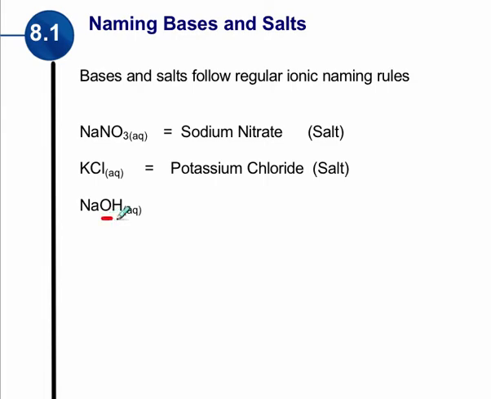Well, NaOH, AQ, again, this is either going to be a base or a salt. Well, the OH is actually going to come into play. That's going to tell us that this is sodium hydroxide. And because it has OH at the end, this is a base. Try the next one on your own.